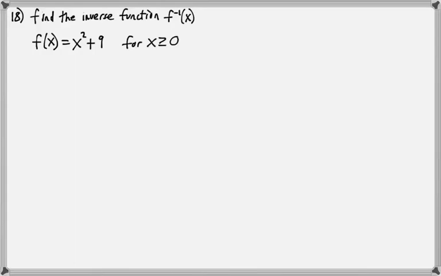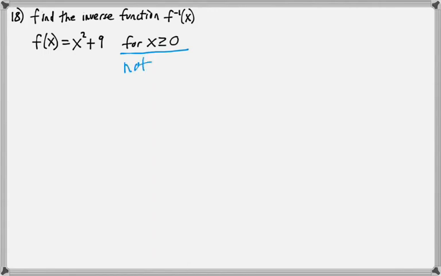Question number 18 wants us to find the inverse function, and you'll notice that we have a stipulation over here. So our function is x squared plus 9, but we're only considering for x is greater than or equal to 0. So that's not really going to be involved in the math at all, so we don't really need to worry about it, but it's really there just to keep our function one-to-one.